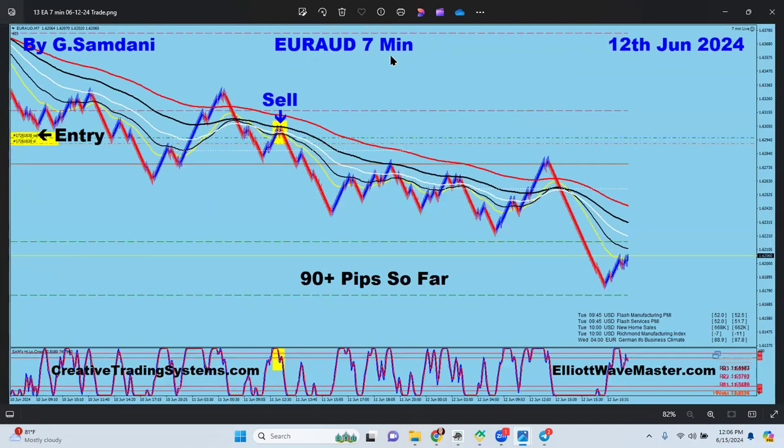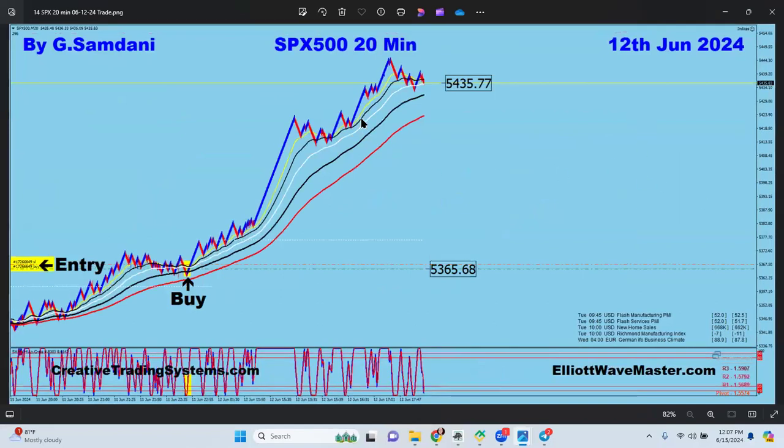So Euro Aussie from the 7-minute chart, the short entry is right there. Here, I just barely survived and it came down all the way to 90 pip on the 12th. Also on the 12th, this is S&P 500, beautiful entry, and all the way from 53.65 to 54.35.